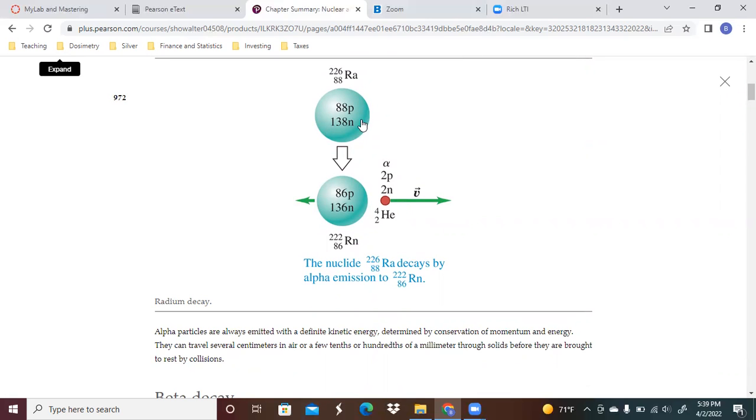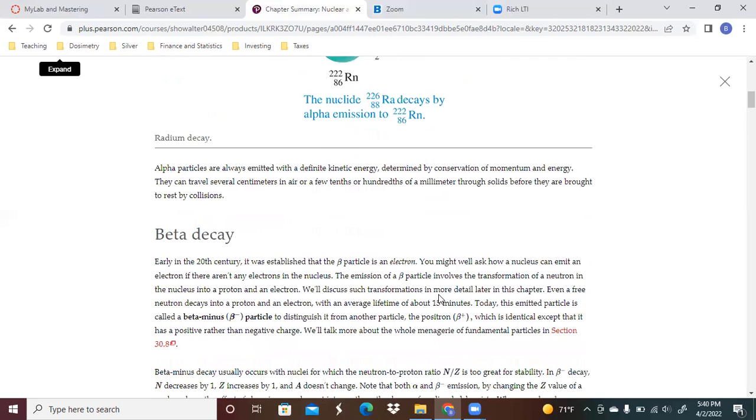So you've got this radium nucleus here, and all of a sudden it spits out an alpha particle. And so you've got radon, which is something in and of itself you have to worry about. And then you've got the alpha particle heading off in this direction, obviously headed in opposite directions in order to conserve momentum. So alpha particles are always emitted with a definite kinetic energy determined by conservation of momentum and energy. It can travel several centimeters in air or a few tenths or hundredths of a millimeter through solids before they are brought to rest by collisions.